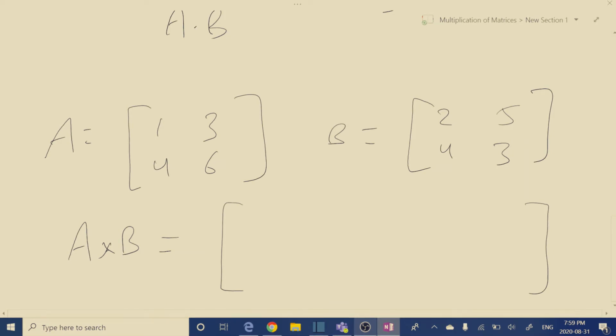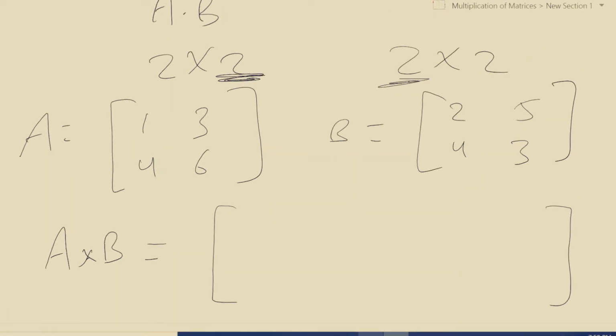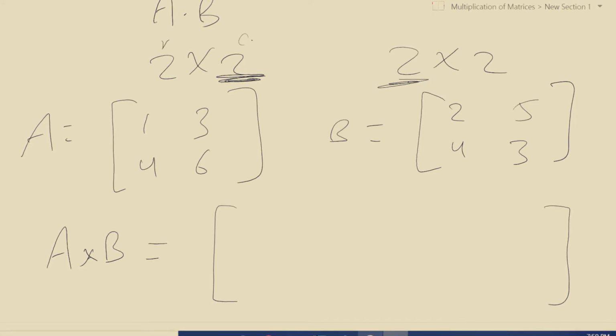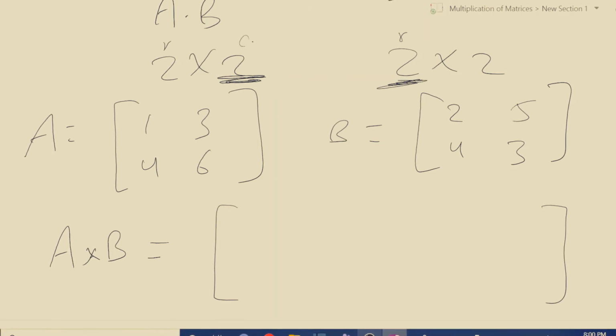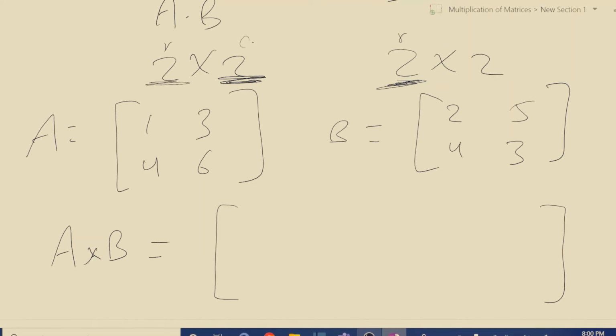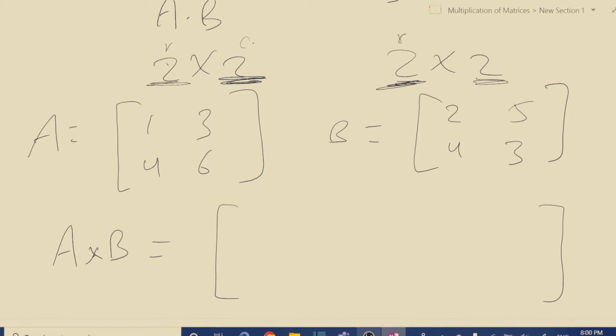So what is the size of this one? This is 2 by 2 and this is 2 by 2. The number of columns in the first matrix is equal to the number of rows in the second matrix, so we can proceed and multiply these two matrices. Our resulting answer will also be 2 by 2: the number of rows in the first matrix and the number of columns in the second matrix.